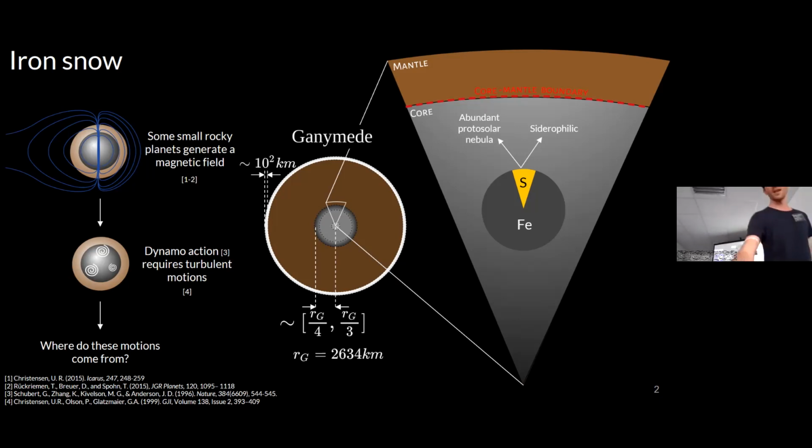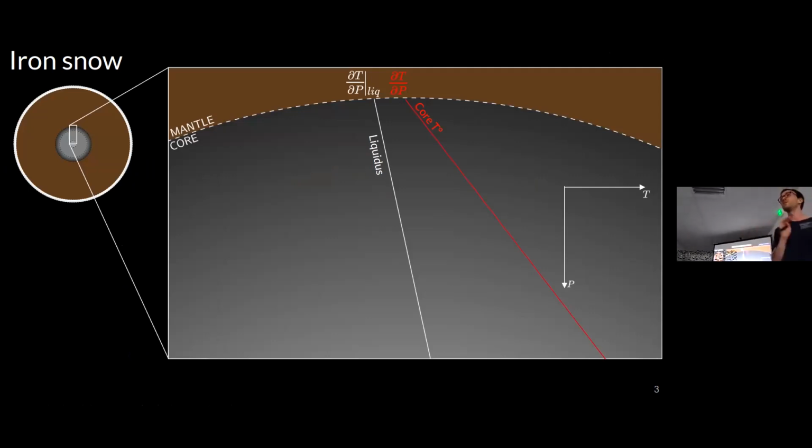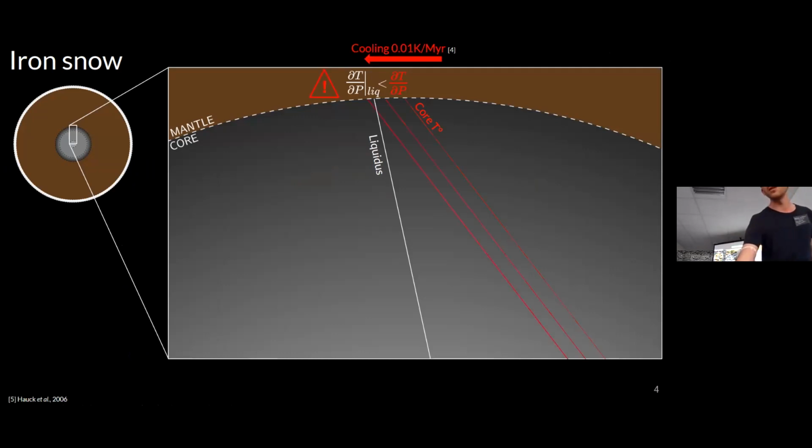So once upon a time, Ganymede was extremely hot, meaning that everywhere in the core, the temperature was above the liquidus. So all the metal was molten. But the planet cooled down over millions and millions of years until at some point, locally, the temperature was below the liquidus, so that solidification of the metal could start. And I insist, crystallization starts at the core mantle boundary and not at the center of the planet as it happens on Earth, because the slope of the liquidus is steeper than the core temperature.